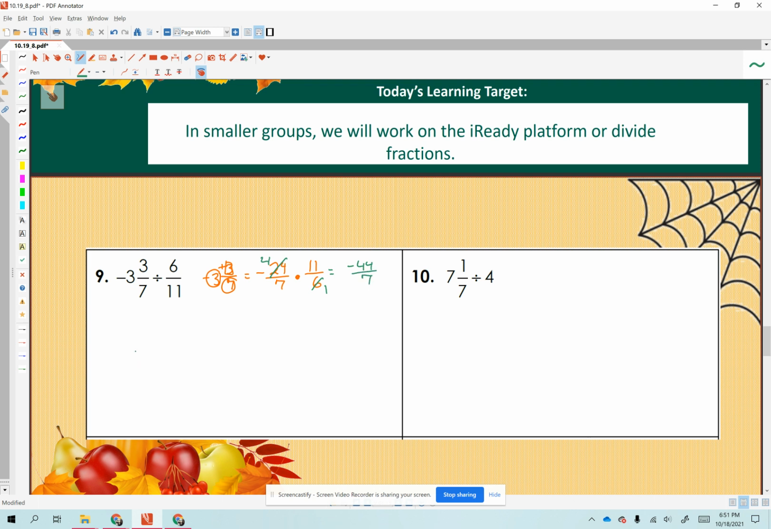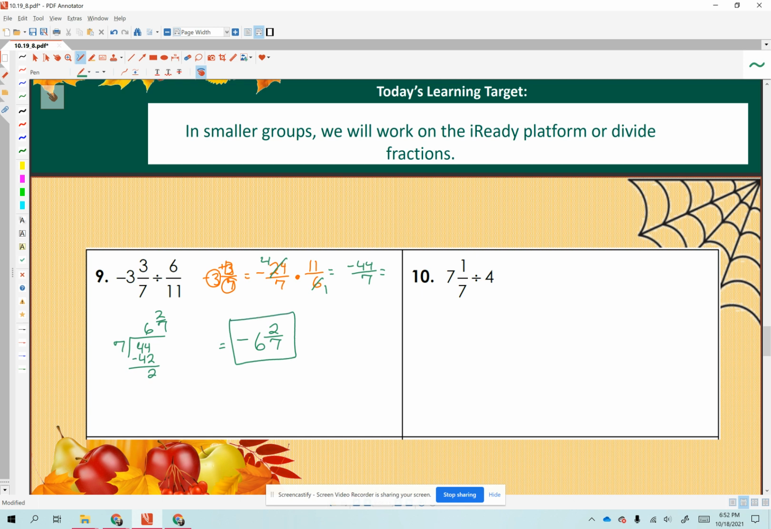So now we're going to take 44 and divide it by 7. And I know that 7 times 6 is 42. So that would be 6 and 2/7, and that's going to be a -6 and 2/7. And that is our fully simplified answer.